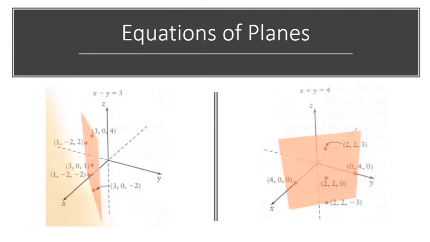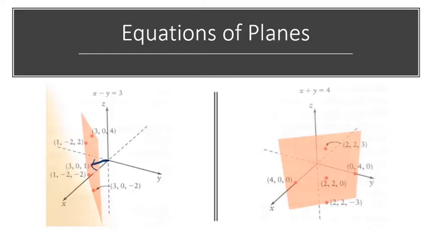All right, so again, equations of planes. This plane is defined not by x plus y equals 0 or x minus y equals 0, but x minus y equals 3. And so it cuts across the xy plane. It's parallel to the z axis, and you can kind of see how it's been pulled in this direction.